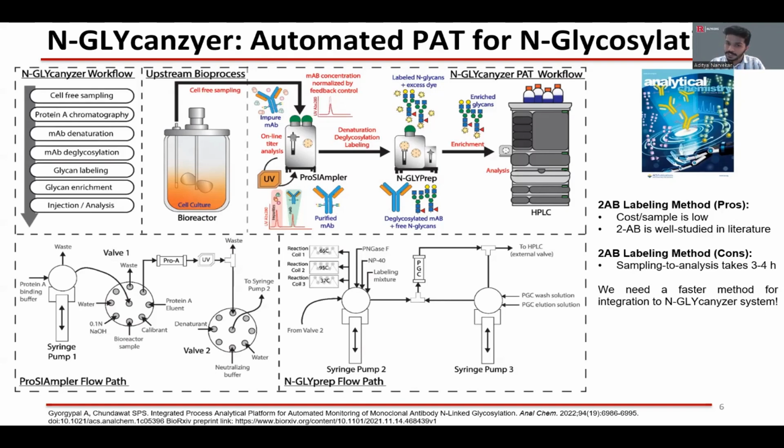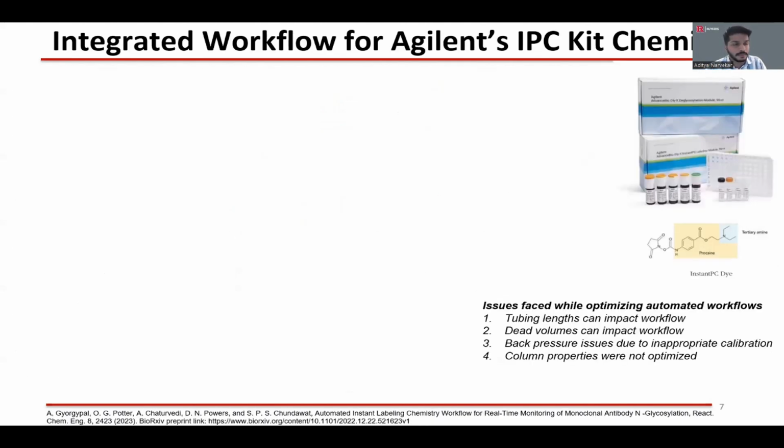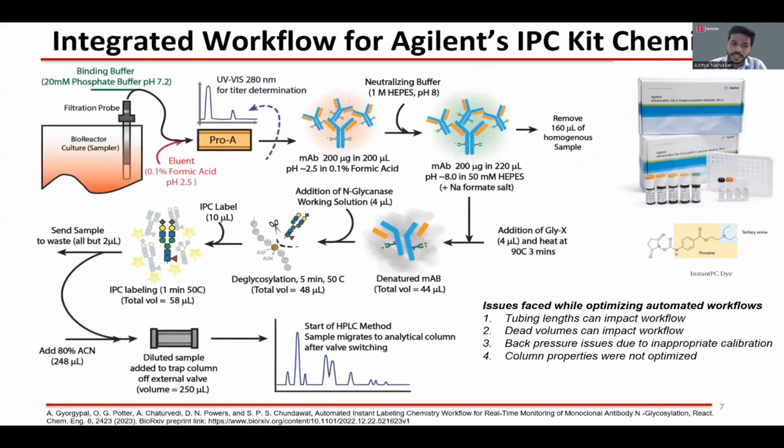So while this process sets a benchmark for developing a flow injection analysis of glycans, it is not really favorable in industrial environments where time is a major constraint. In the next slide, I'm going to talk about a faster labeling chemistry using Agilent's InstantPC procainamide kit chemistry, where the same process as depicted in the previous workflow is there.